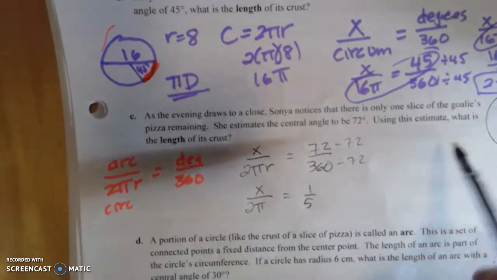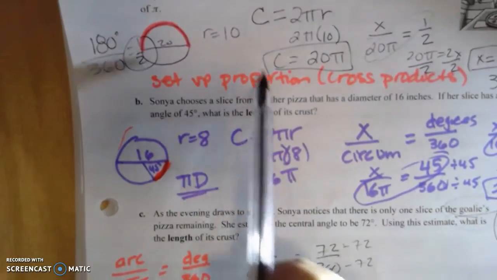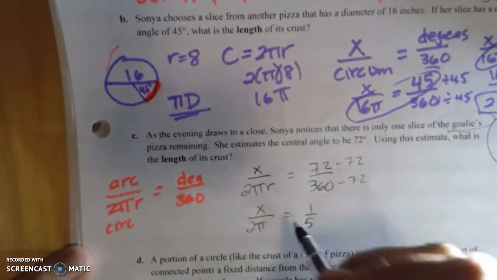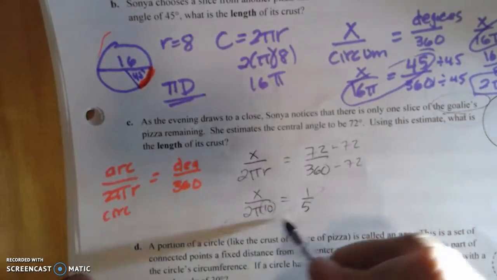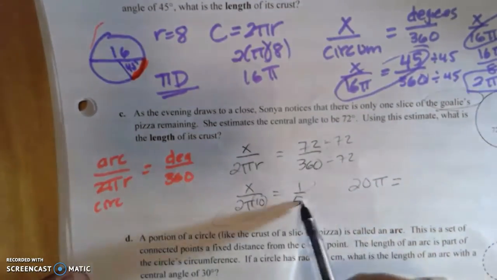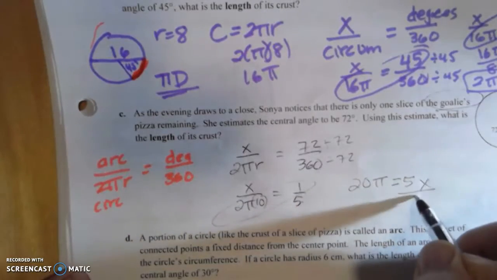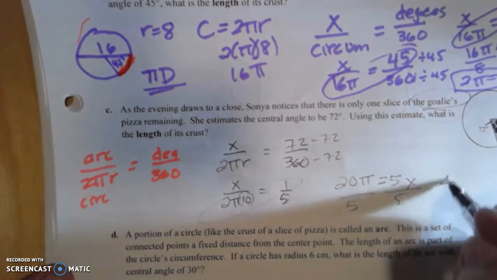Now, this is the goalie's pizza. So I'm going to come back up here, and the goalie's radius of her pizza was 10. I know that's 20 pi, so I'm going to multiply across this way. 20 pi equals 5 times x. Divide by 5, so we can solve for x. 20 divided by 5 is 4.